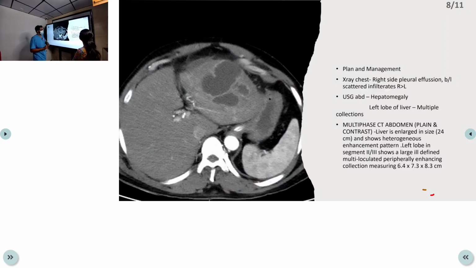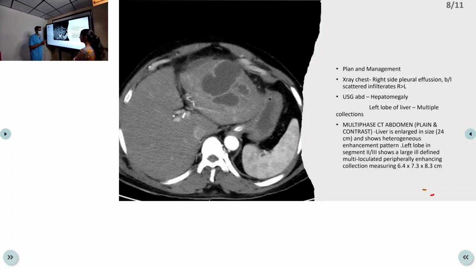So USG abdomen was showing multiple collections over the left lobe of liver. Following it, we also started with metronidazole. We are suspecting an anaerobic infection, so we started on metronidazole also. Okay. So in this patient, what all blood cultures were sent?